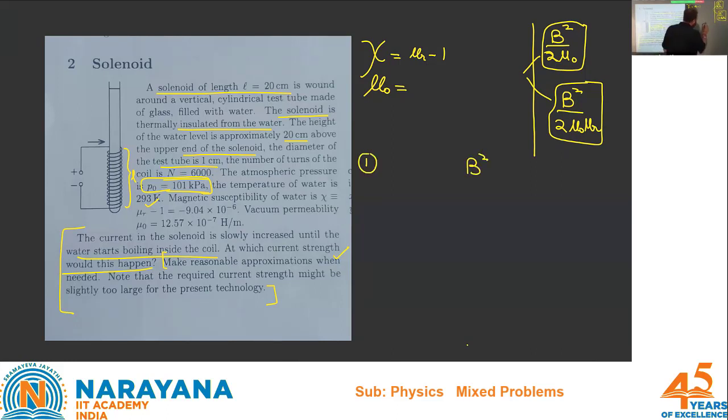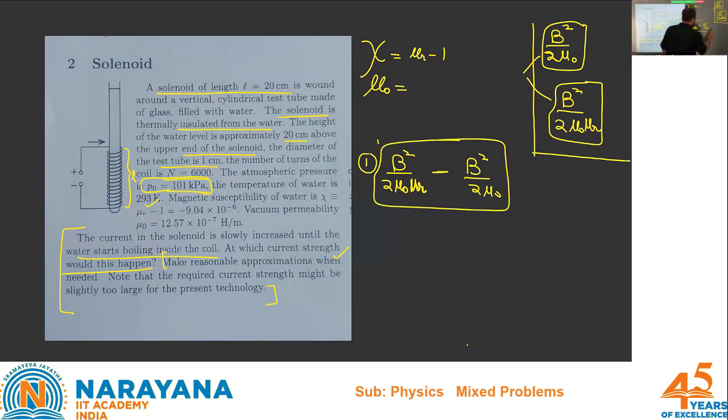have been B square by 2 mu naught, will convert to B square by 2 mu naught into mu r. So that change in this term should be this: B square by 2 mu naught mu r minus B square by 2 mu naught. That should be the change in the magnetic energy per unit volume term. That is the first thing.